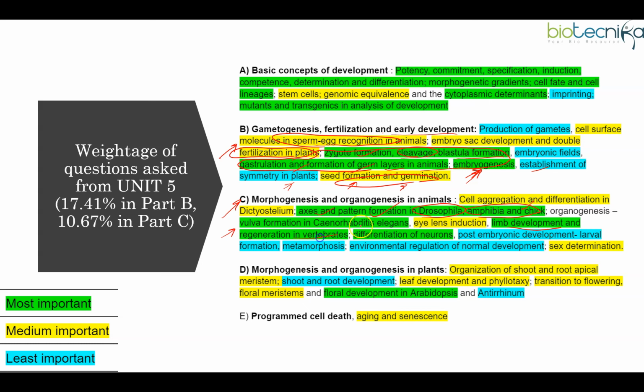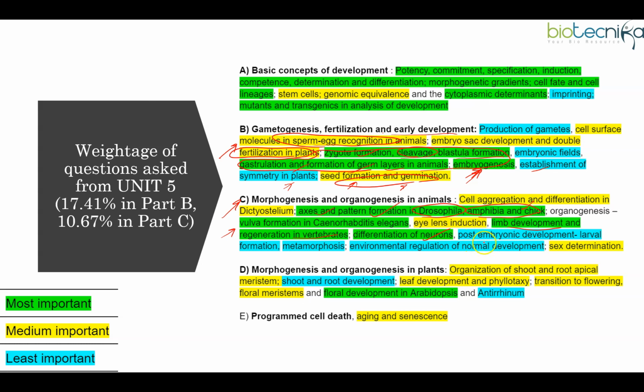Limb development and regeneration. Of late, they have started to give a lot of questions from this area. That's why recently it has become a very important topic. Differentiation of neurons is another topic. And neurulation, which is also kind of important.